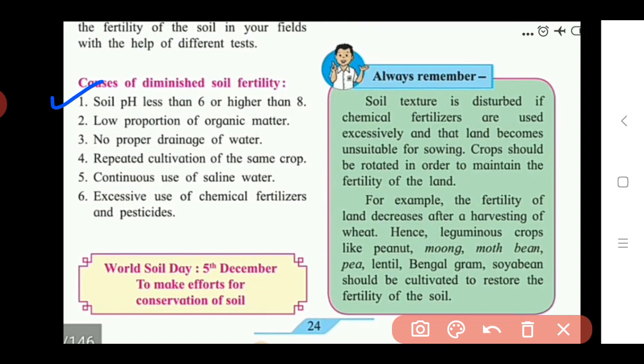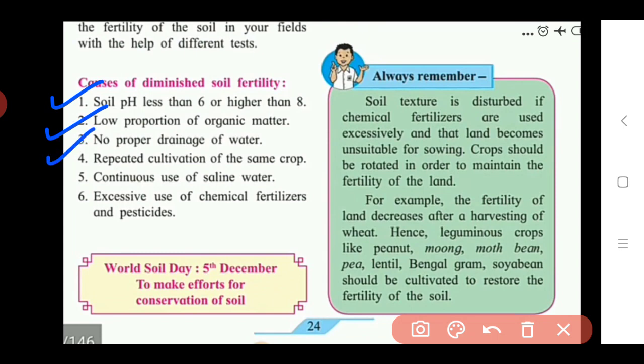Then second reason is low proportion of organic matter, means the soil contains a very low amount of organic matter, so it also diminishes the fertility of that soil. Because for growing the plant, organic matter is important to supply the nutrients for the plants. So it is another reason.